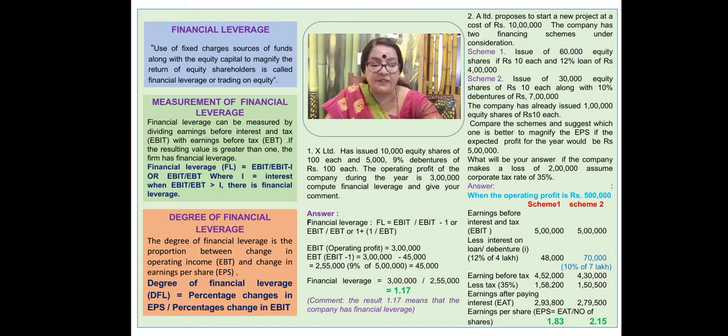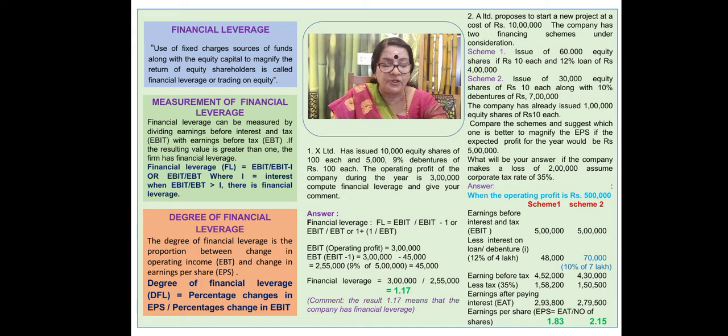You are having the PowerPoint with you. A Limited proposes to start a new project at a cost of 10 lakh rupees. The company has two financing schemes under consideration. First is issue of 60,000 equity shares of rupees 10 each and 12% loan of 4 lakh. Scheme 2, issue of 30,000 equity shares of rupees 10 each along with 10% debentures of rupees 7 lakh.